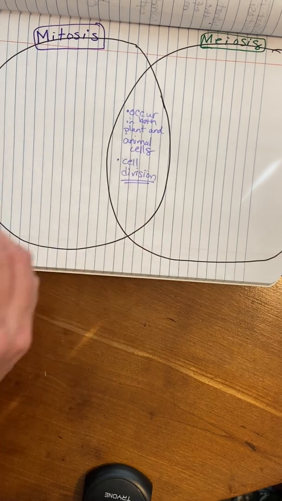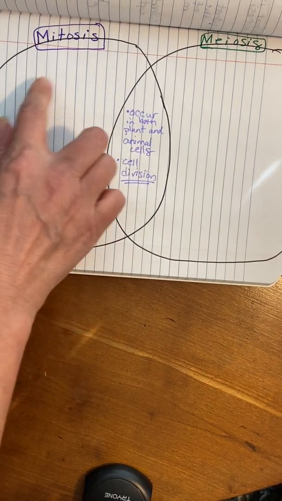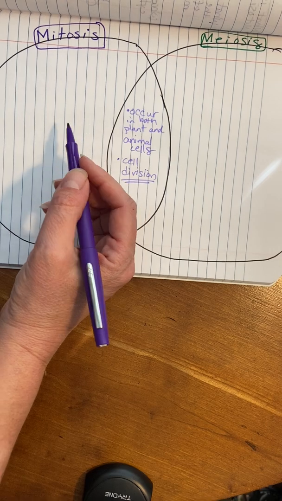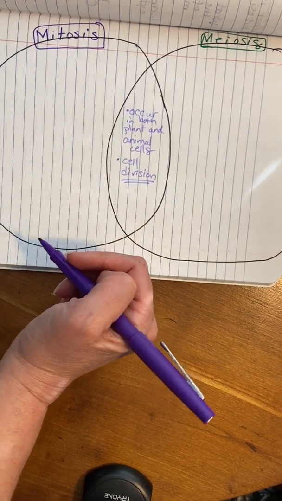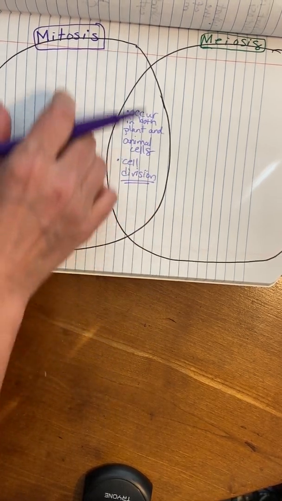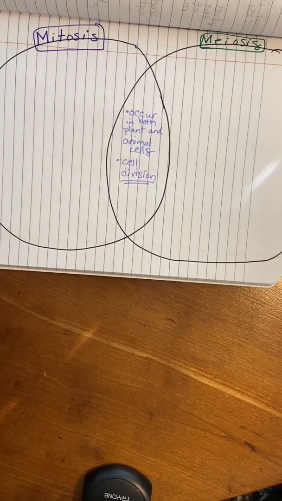What we're going to focus on in how they're different is where they occur in your body and in plant and animals' bodies, and how many cells are produced at the end, and what are those cells like at the end? We call them daughter cells. Are they identical or are they different than the original cell? So let's start with mitosis, the one that we have been really talking about for the last week.